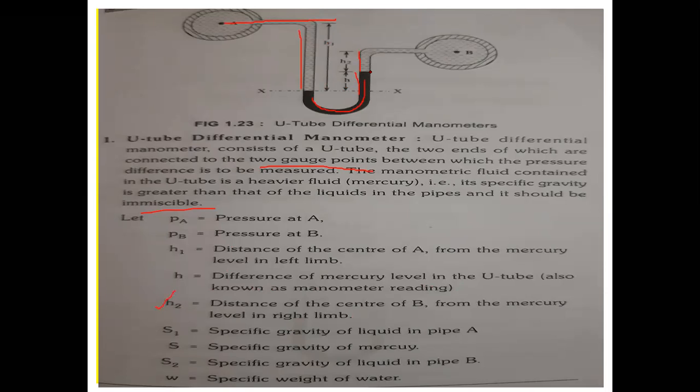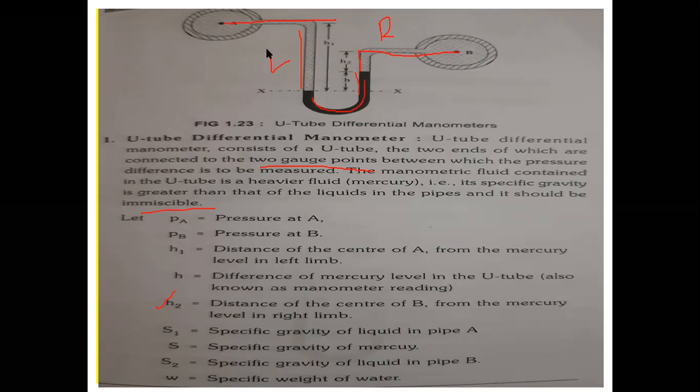Then H2 is the distance of the center B from the mercury level in the right limb. This is the right side limb and this is the left side limb. Now see here, the distance of center B from the mercury level is nothing but H2.